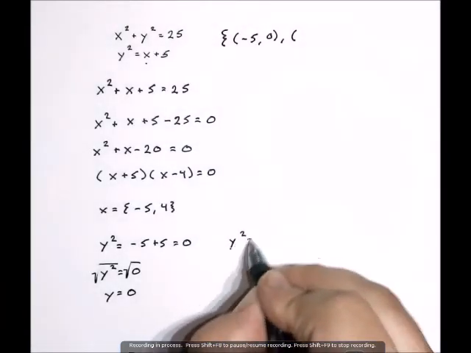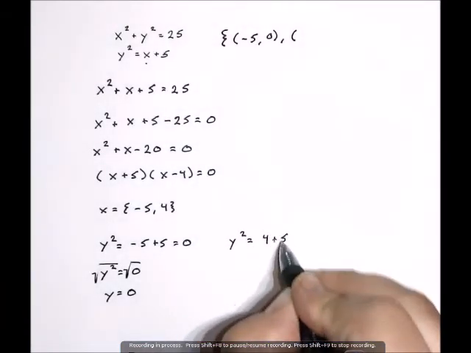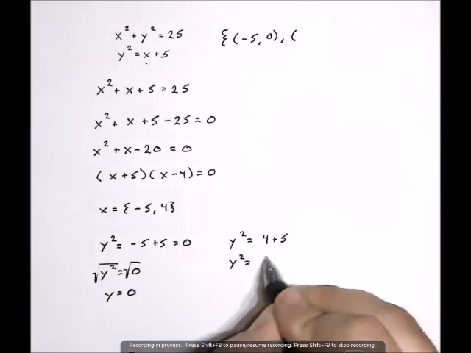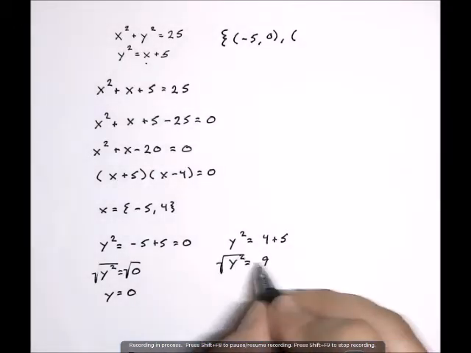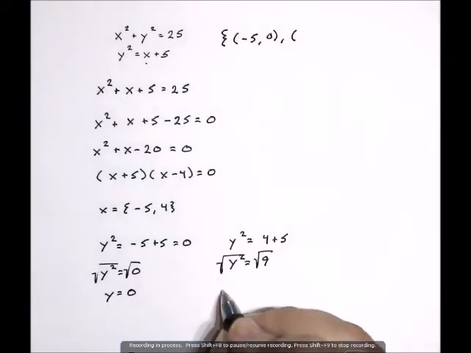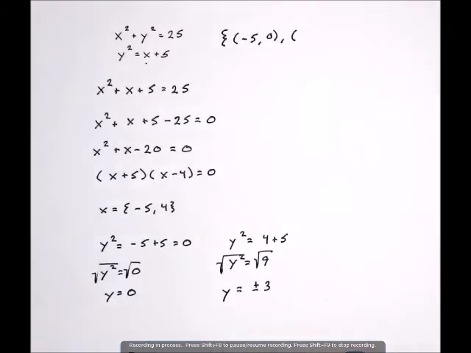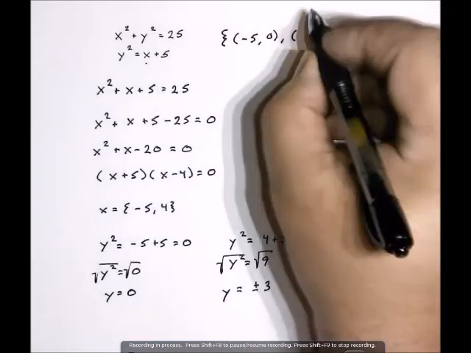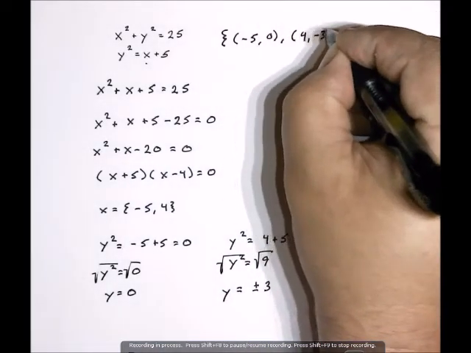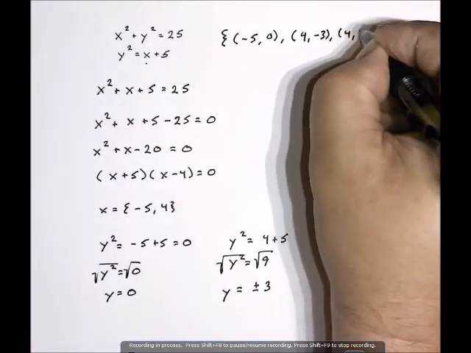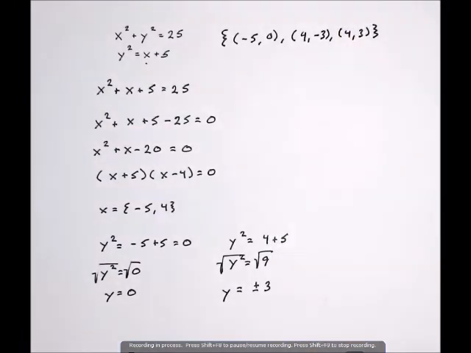So y squared equals 4 plus 5, or y squared equals 9. Take the square root of each side. But now, since I have a number here, I have to account for both a positive part and a negative part. So when x equals 4, y can either be positive 3 or negative 3. So I'll just have to write 2 ordered pairs for that. So this particular problem had 3 solutions.